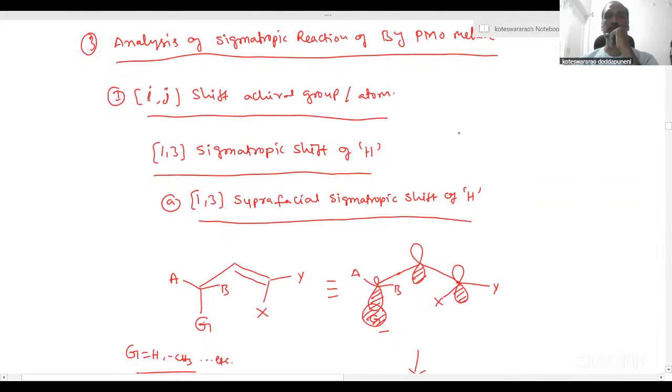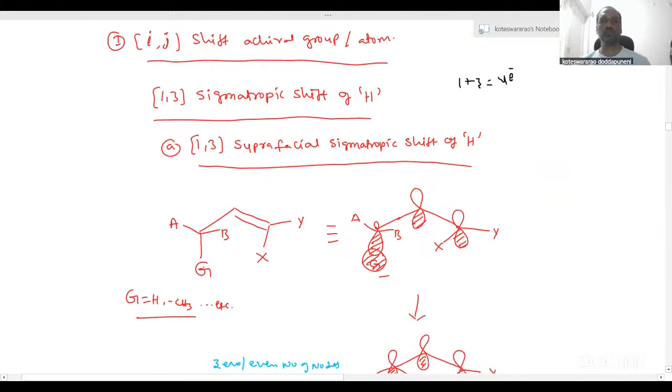This 1,3, 1 plus 3, how much? That is 4. Therefore, the sigmatropic reaction involves 4 electrons. That comes under 4n electron sigmatropic reactions. Now it shows two kinds of stereochemical modes: the suprafacial sigmatropic shift and the antarafacial sigmatropic shift. Or we call it the 1,3 suprafacial sigmatropic shift of hydrogen.